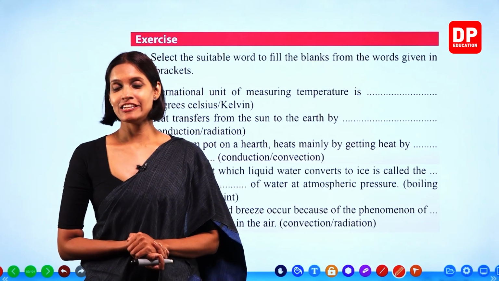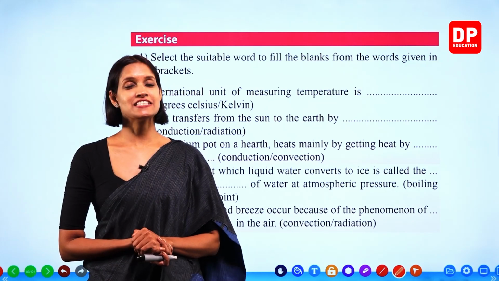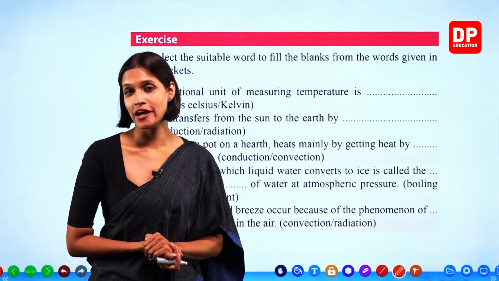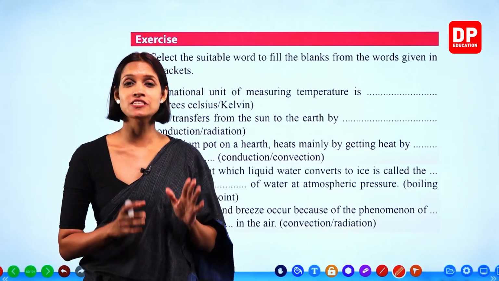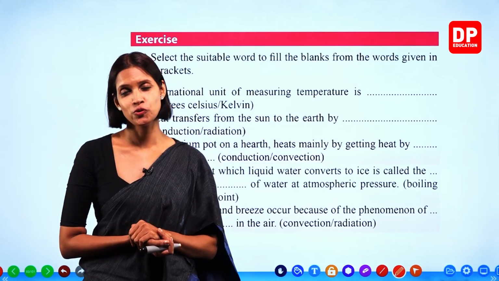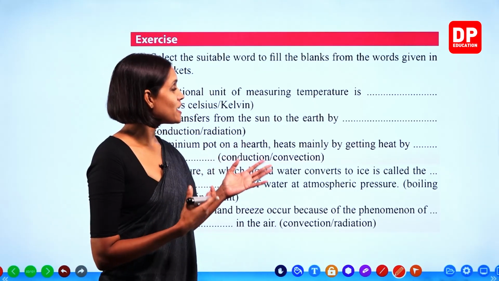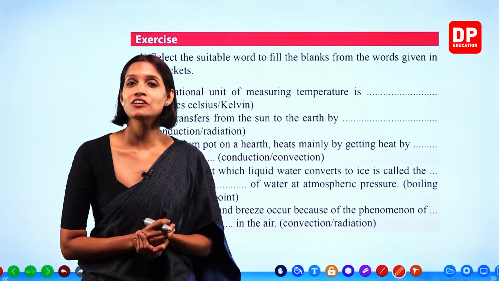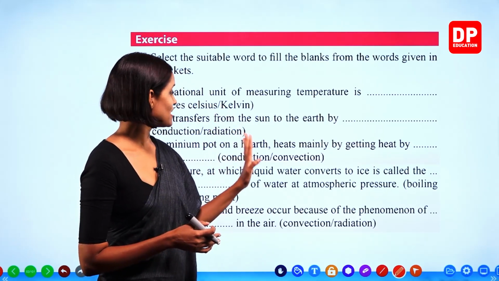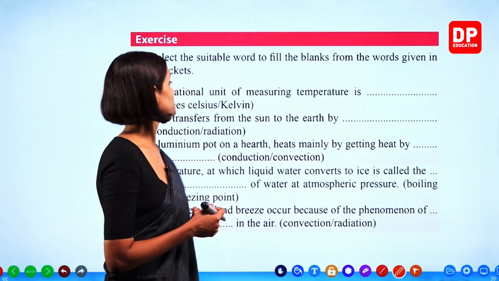Right, children. In this chapter, we are going to discuss the exercise. As I explained in the previous chapter, you all have to write the answers for all the questions by yourselves before you watch this video. Okay? So when I explain the answers, you can check whether your answers are correct or not. So let's start by doing the exercise given in the textbook first.